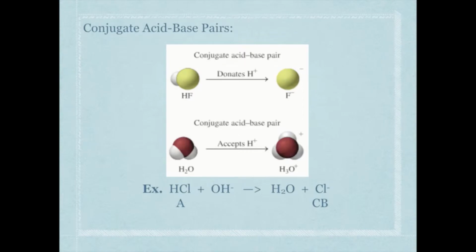Hydroxide gained a hydrogen ion, so it's going to be the base to become H2O. Notice H2O doesn't have a charge because the OH-, that minus charge was canceled out with the plus charge of H+, and so water is going to be its conjugate acid, and that's it.